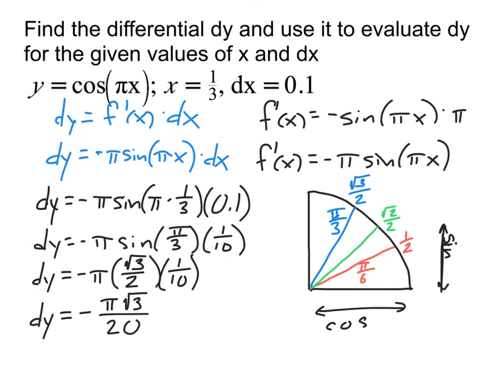Now, we went ahead and gave that as an exact value there. It's technically about negative 0.27, which I mention only to point out the idea that what this tells us is that if I go over 0.1, my expected value is going down by about 0.27, by that amount.